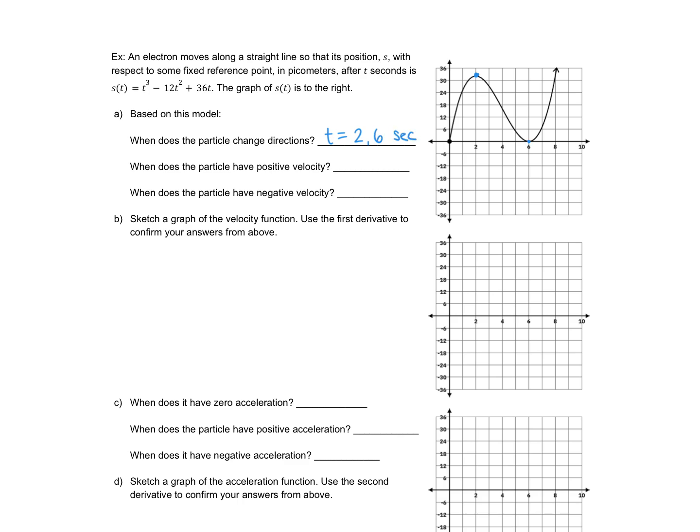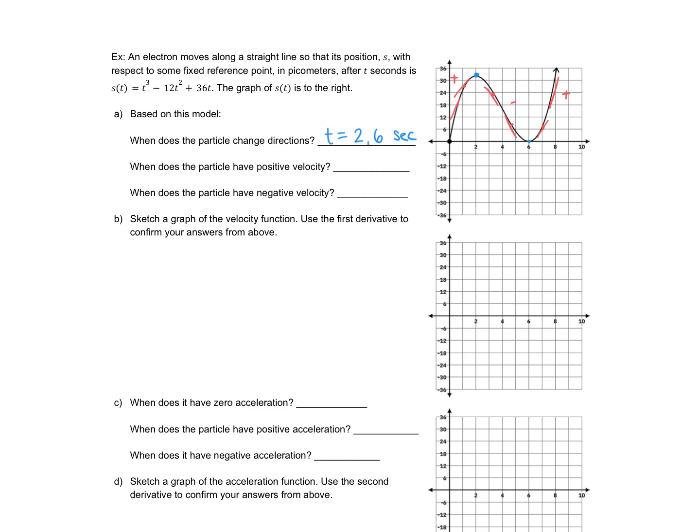When does the particle have positive velocity? Velocity is the first derivative of displacement. So it's pretty much just asking us, when are the tangent lines positive? Well, anywhere here, my tangent lines are positive. Anywhere here, they're positive as well. It's here between 2 and 6 seconds, when I'm heading back to the start, where they're negative.